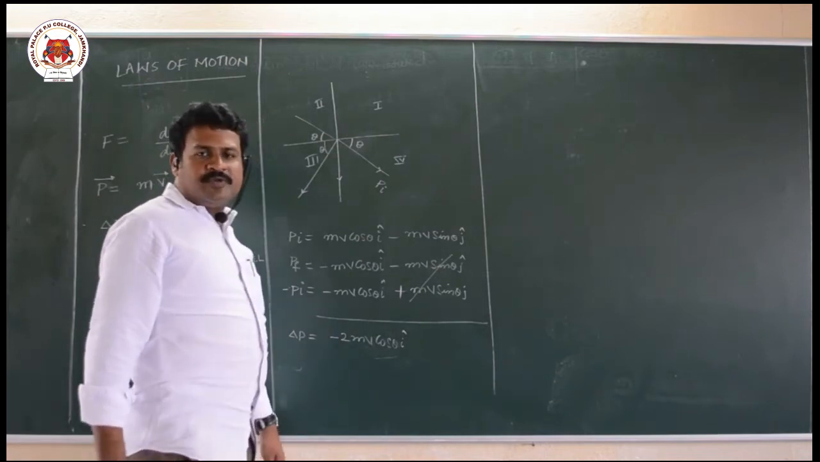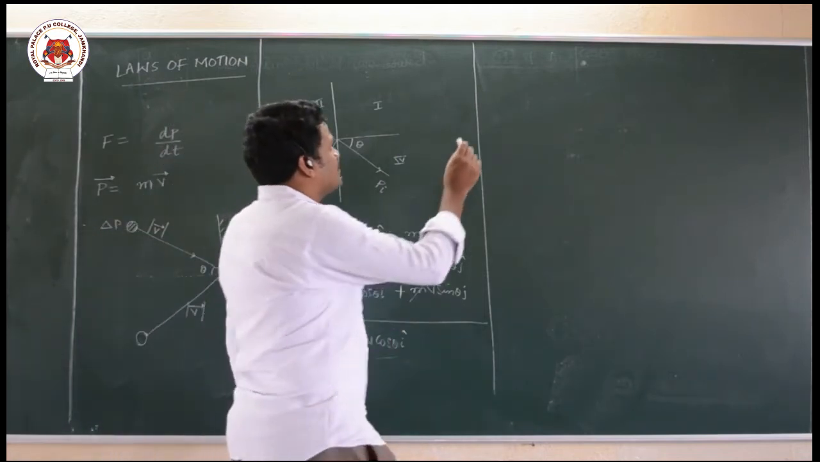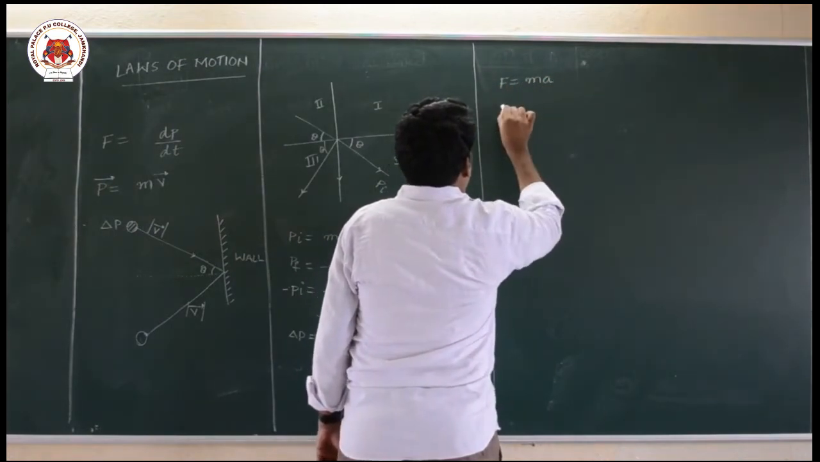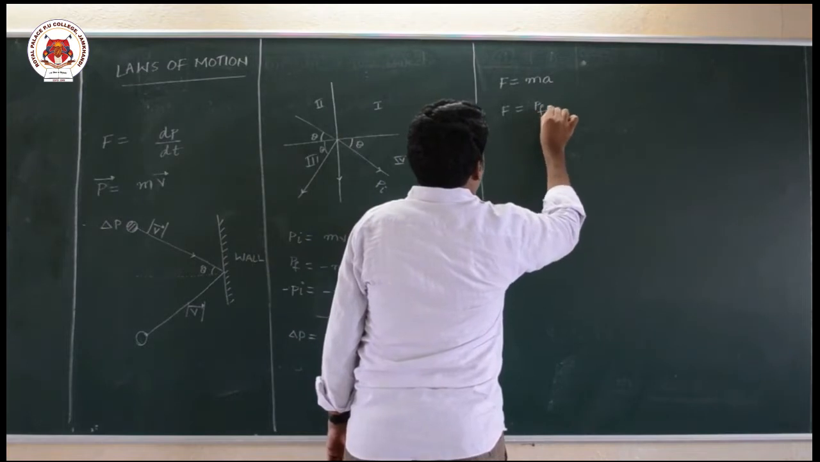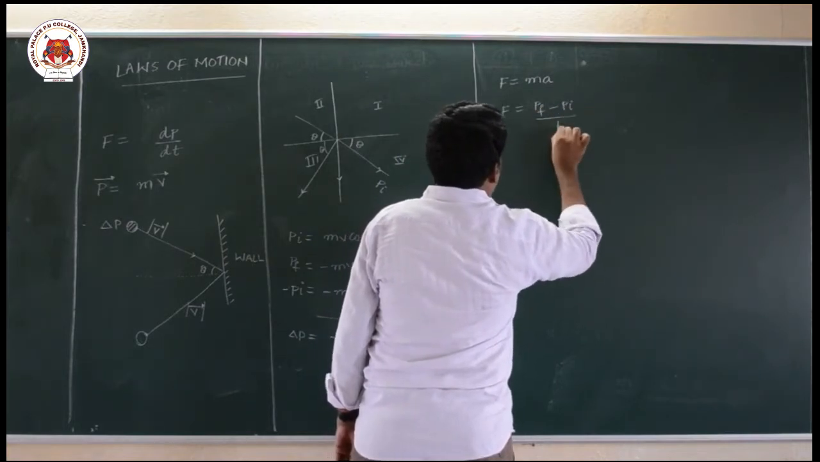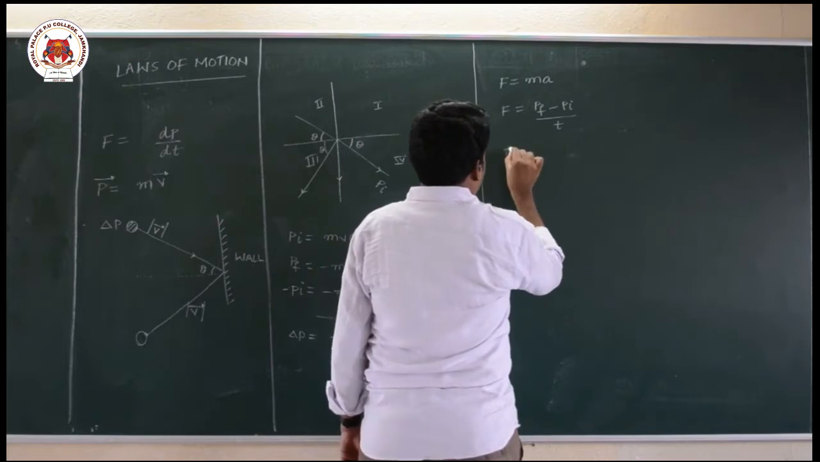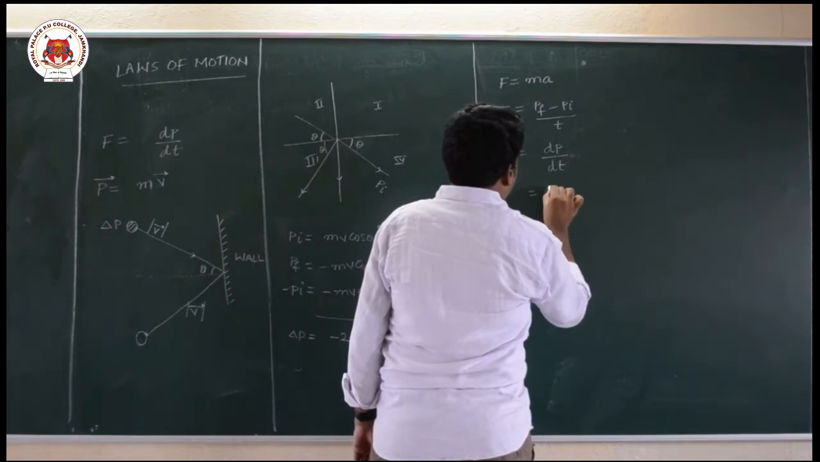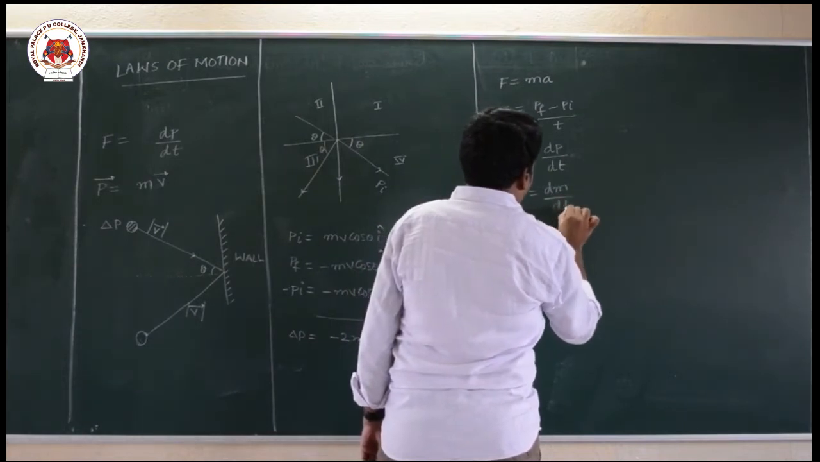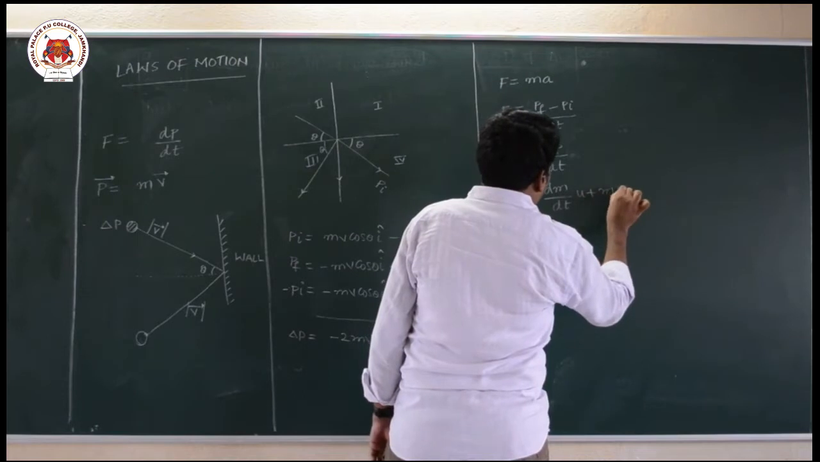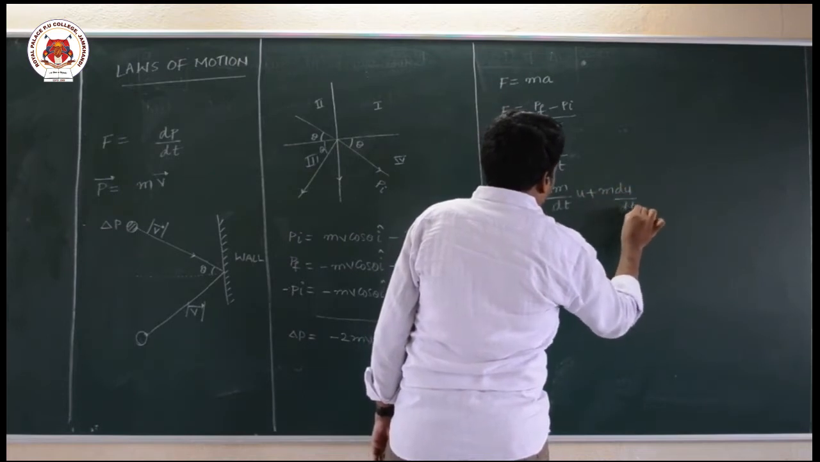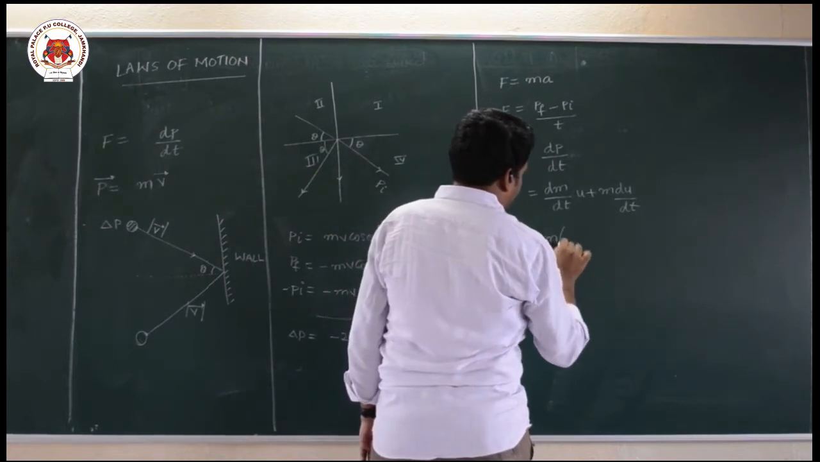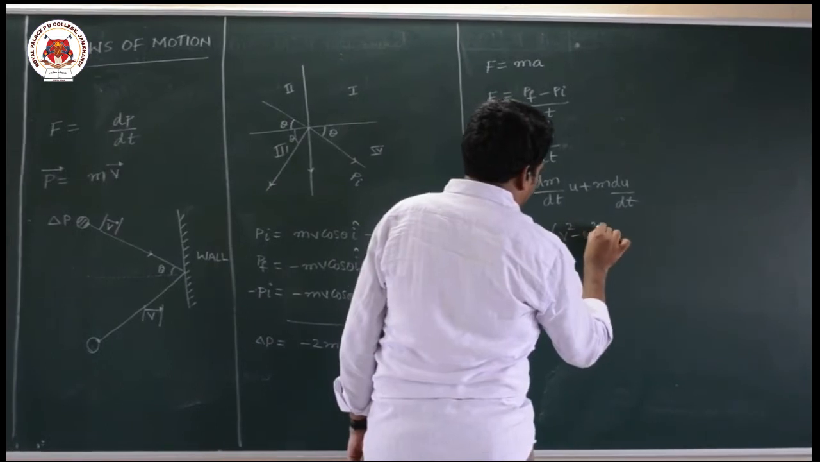Change in momentum, if you divide by time, you will get force. So the force formula is F is equal to ma, or final momentum minus initial momentum by time taken. You can also write F is equal to dp by dt. This I can write as dm by dt into u plus m into du by dt, and one more formula, F is equal to m into (v square minus u square) by 2a.